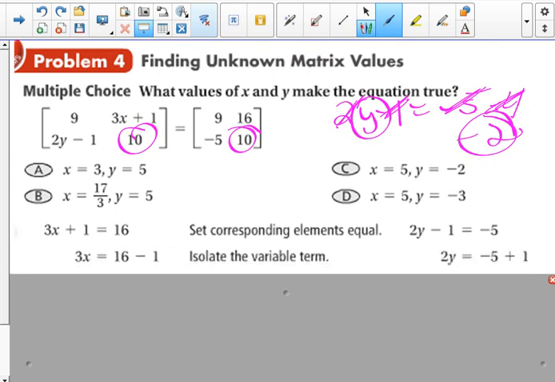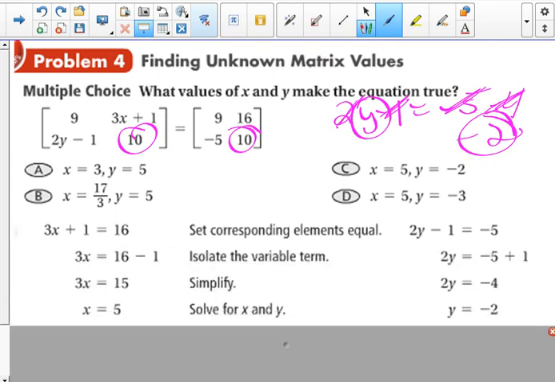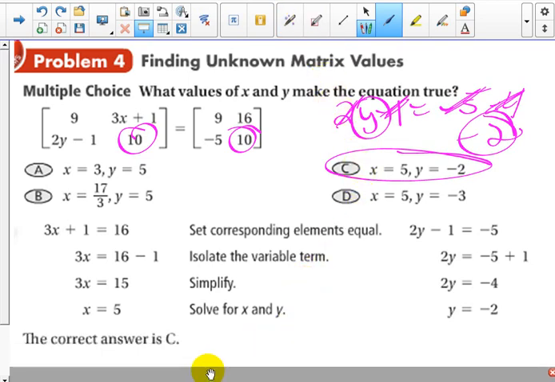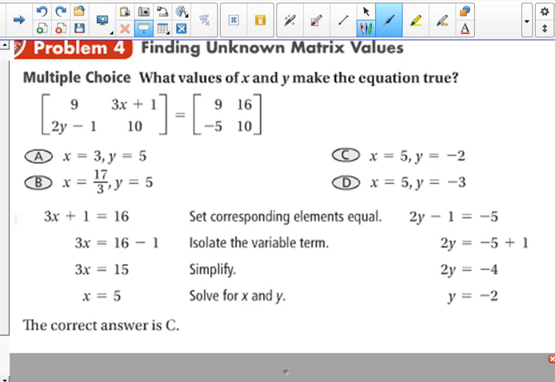And what did I say it was? I forgot what the first one was already. y was negative 2, x was 5. So it's going to be C. x equals 5, y equals negative 2. Oh, there it is. Correct answer is C. So any questions on how to solve for those variables?